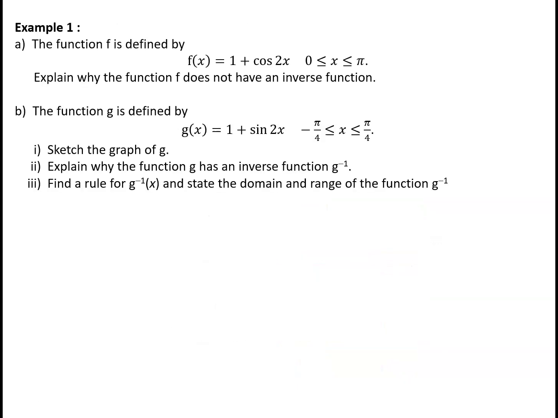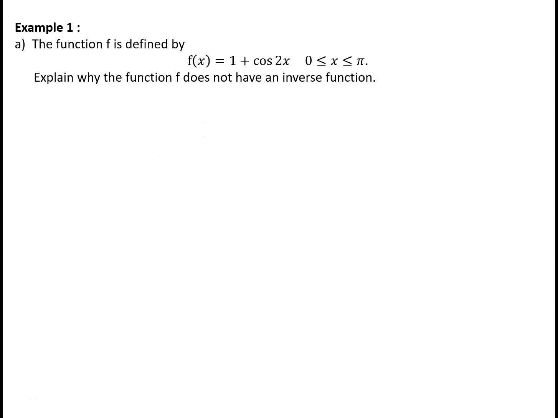We'll finish this video with an example. So we've got the function f defined by f of x is equal to 1 plus cos 2x for values of x between 0 and pi. And the first thing we've got to do is explain why the graph f does not have an inverse function. The reason why a function may not have an inverse is the fact the function may not be one-to-one. So what we might do is produce a sketch graph of the function f of x and try and convince ourselves that the function isn't one-to-one.